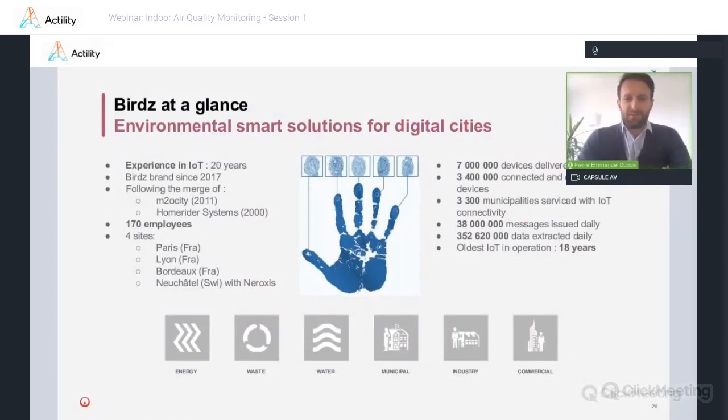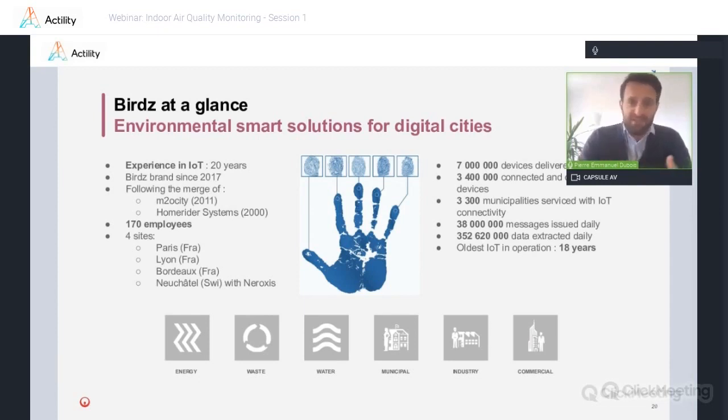So just a few words about Birdz. Birdz is the IoT Digital Competence Center of Veolia. So we provide digital services to the Veolia group and outside of the group. We have numerous municipalities as direct clients. We are a digital service provider for industrial environmental IoT with more than 20 years of expertise, so long before it was called IoT. We operate more than 3.6 million connected devices every day through Birdz Legacy, LoRaWAN, or Sigfox.